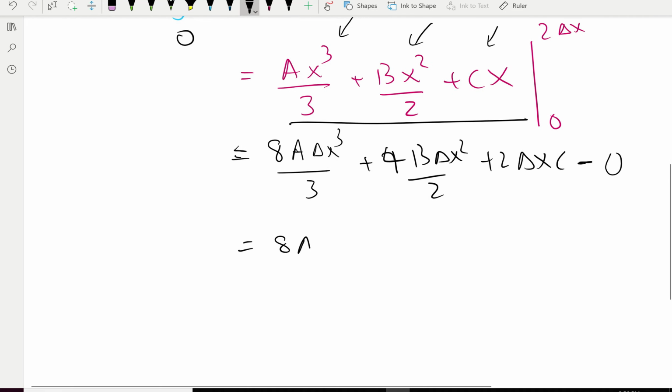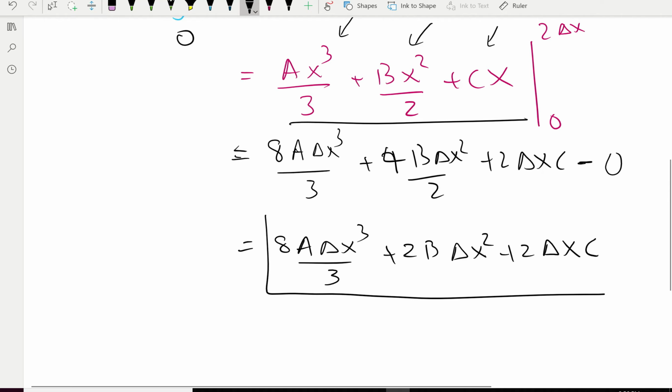So if you write the area, okay, so 4 and 2 cancel out. That can be simplified: 2B delta x² + 2 delta x C. Now this is the area under the parabola in the first two subintervals. Okay, alright, let's save it.